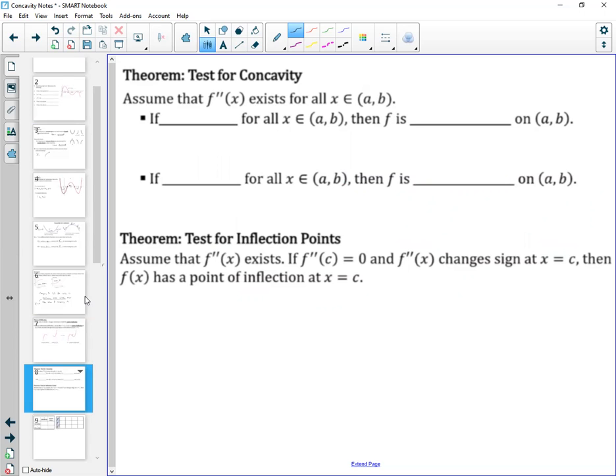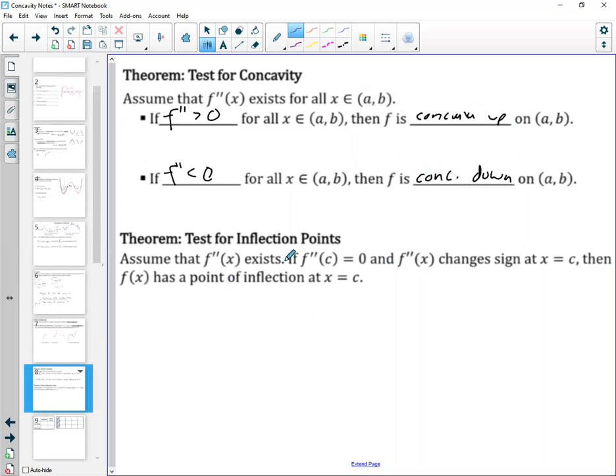So this is just another definition of concavity. I'm honestly not sure why this slide is in here. If the second derivative is positive on (a, b), then we say f is concave up. That's just what it means to be concave up. And if f double prime is negative, then we say that f is concave down.